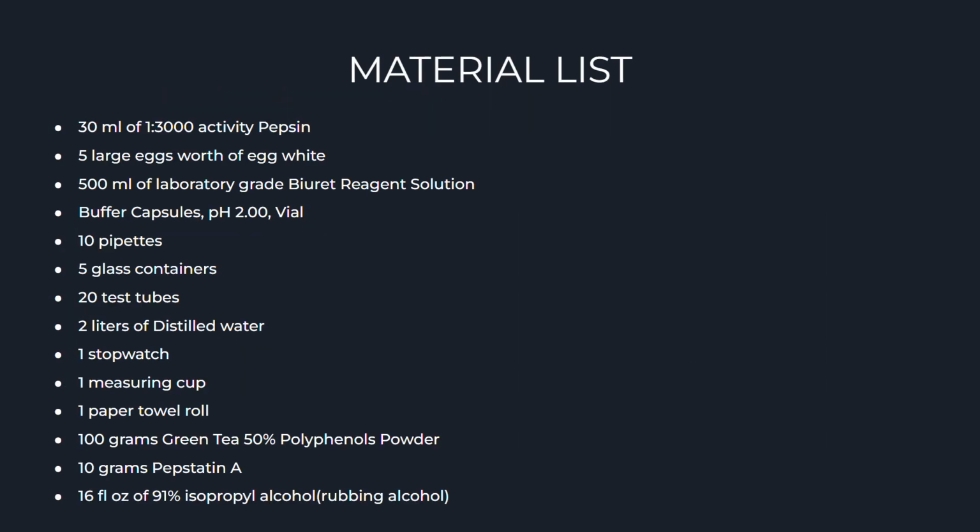Material list. 30 ml of 1 to 3,000 activity pepsin, 5 large eggs worth of egg white, 500 ml of laboratory grade Biuret reagent solution, buffer capsules, pH 2 vial, 10 pipettes, 5 glass containers, 20 test tubes, 2 liters of distilled water, 1 stopwatch, 1 measuring cup, 1 paper towel roll, 100 grams of polyphenols extracted from green tea powder, 10 grams of peptide A, and 16 fluid ounces of 91% isopropyl alcohol.